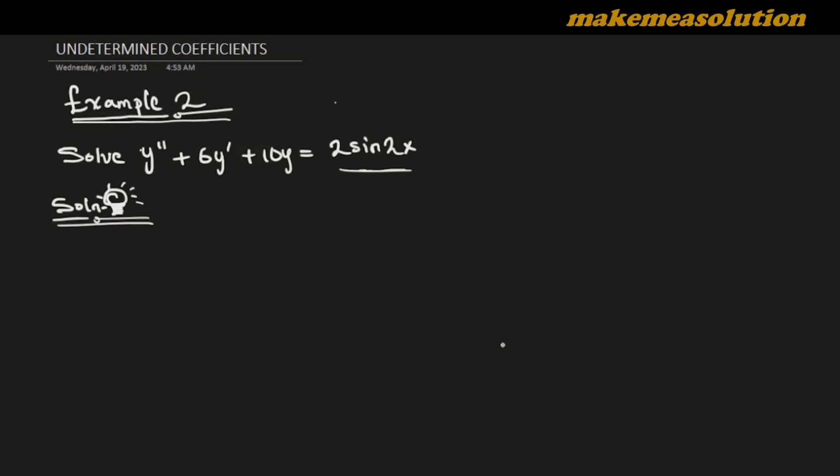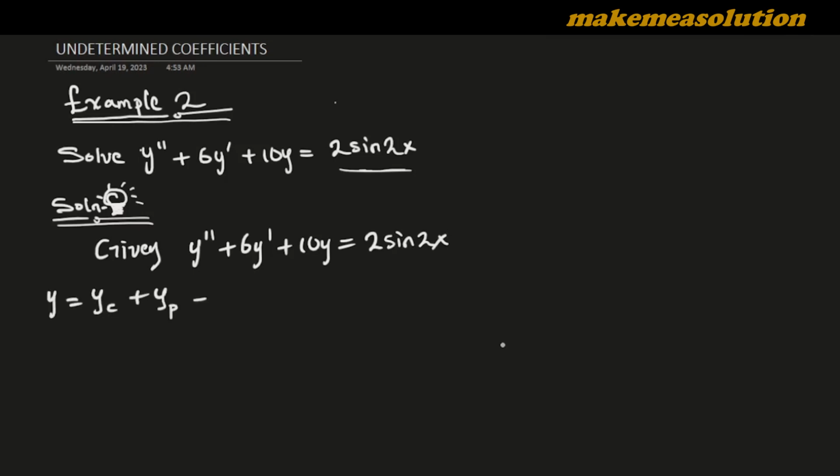So you want to solve, using undetermined coefficients, y prime prime plus 6y prime plus 10y is equal to 2 sine 2x. Immediately, the first step is to obtain your yp. Remember, y is equal to yc plus yp. So, equation 0, let me establish this.